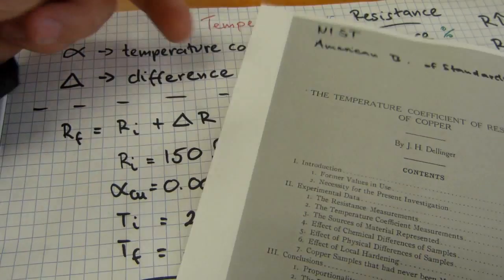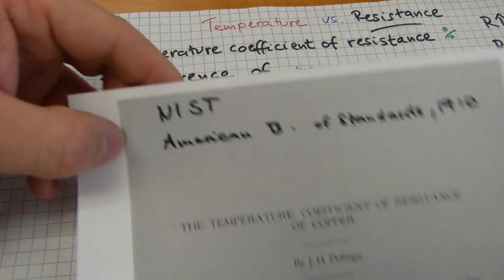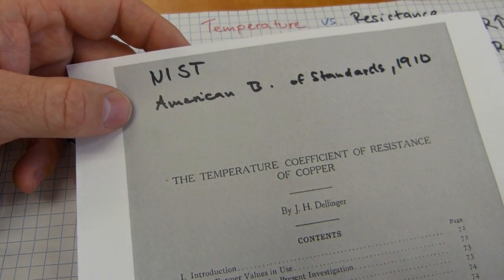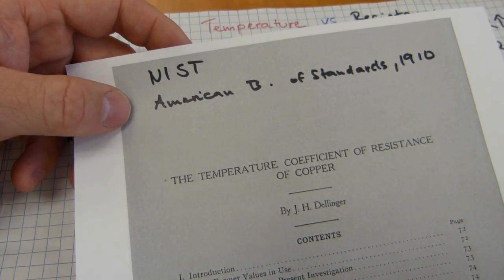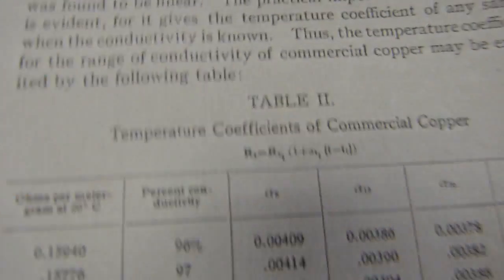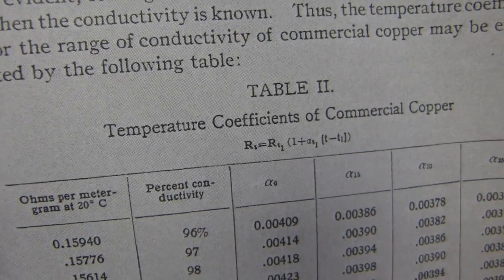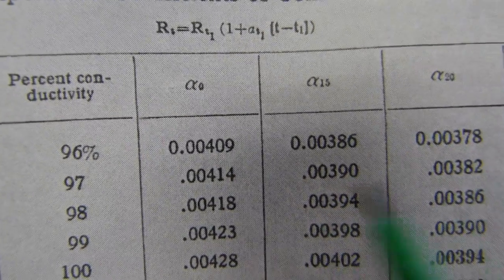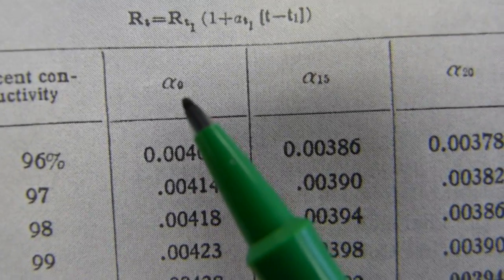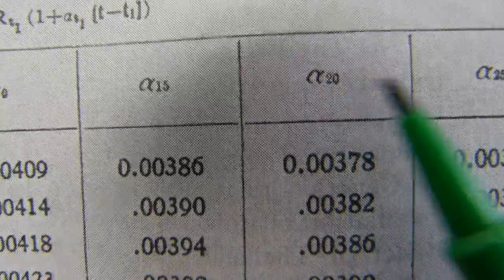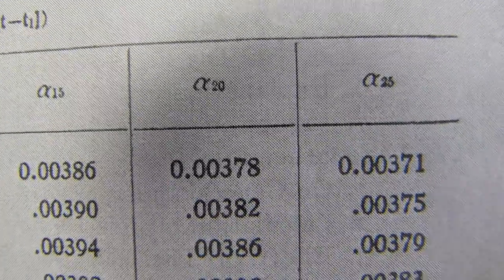Here is another page I printed off. It's from NIST's website. It's this original work by J.H. Dellinger, filed with the American Bureau of Standards in 1910. And in this work, they made measurements on this temperature coefficient of copper. And you can see that the alpha number, they calculated it at 0 degrees Celsius, at 15 degrees Celsius, 20 degrees Celsius, and 25 degrees Celsius.